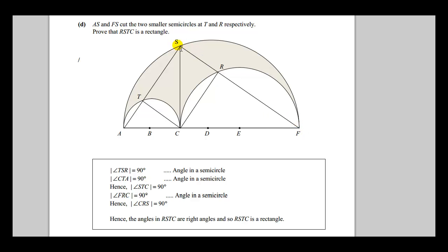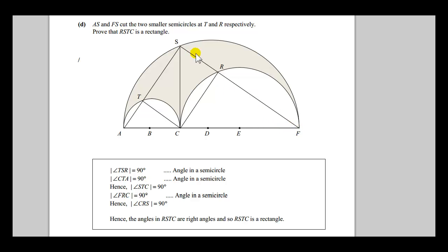AS and FS cut the two smaller semicircles at points T and R respectively. Prove that RSTC is a rectangle. Now this is quite straightforward.